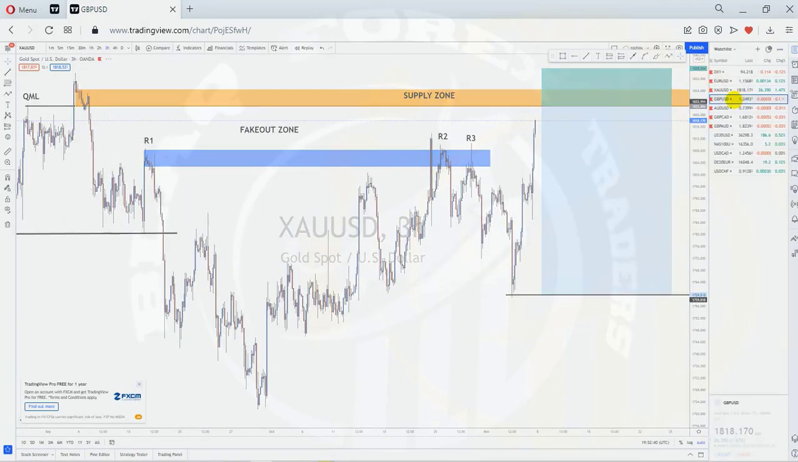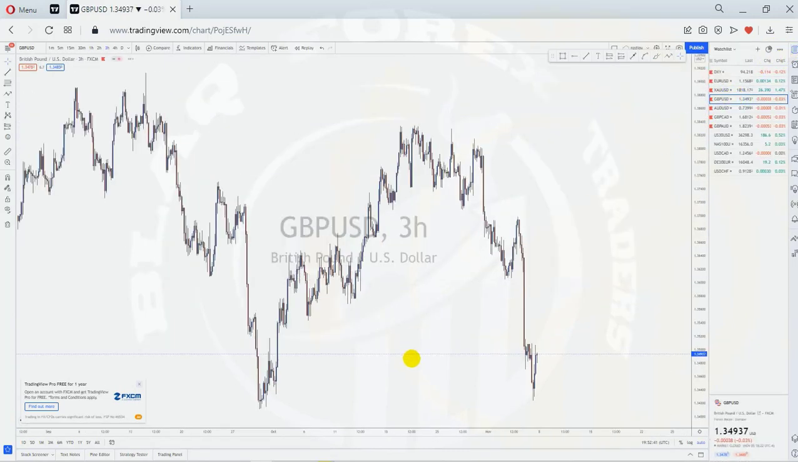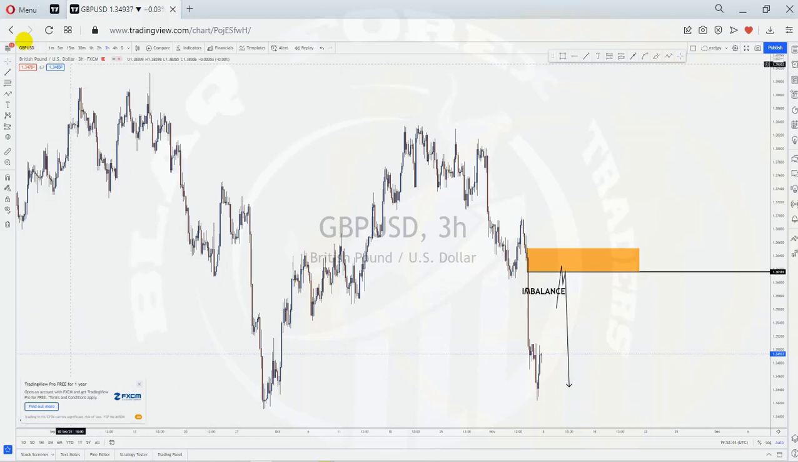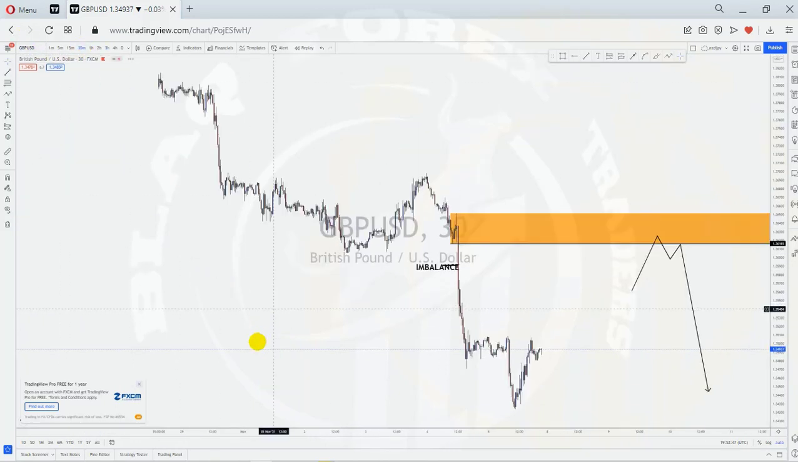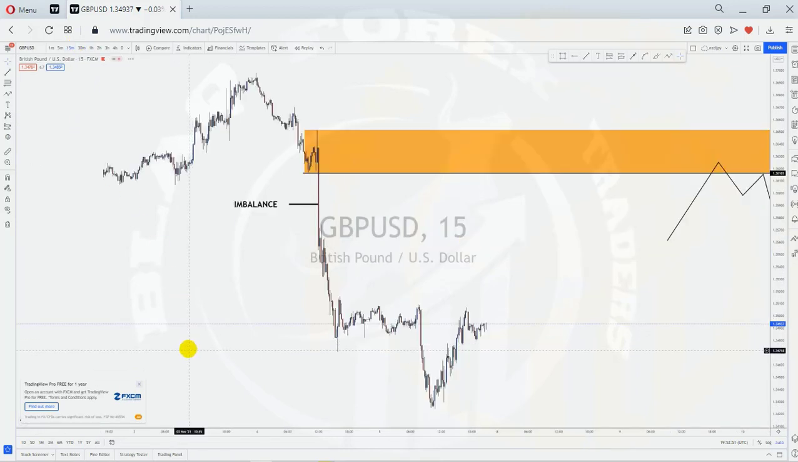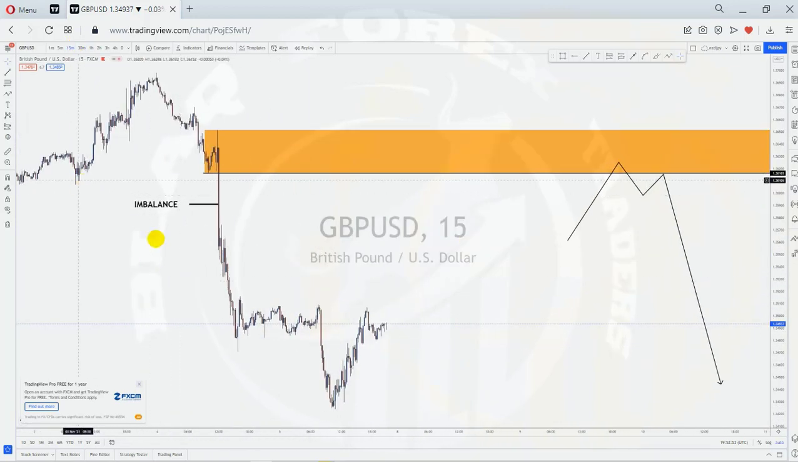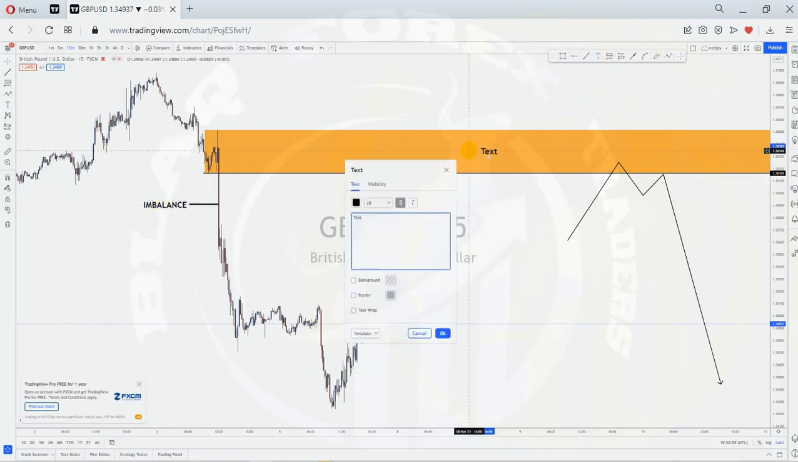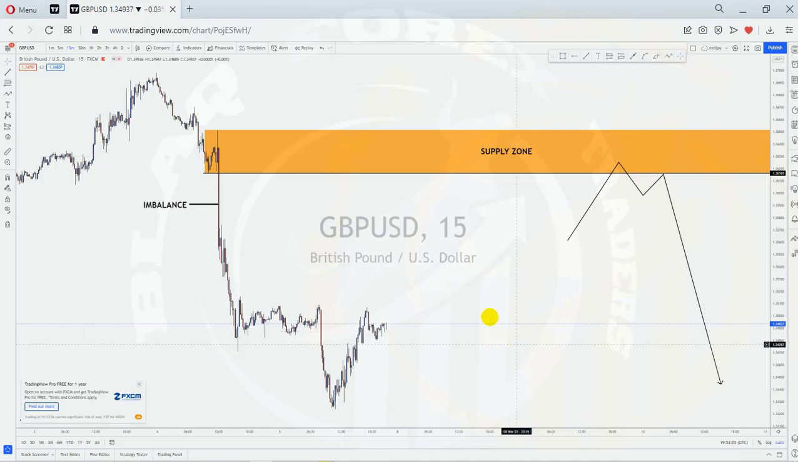So let's go to GBPUSD. GBPUSD, it was already analyzed. As you can see, we already have something like an imbalance here, which is a topic for another time, but I'll be focusing on this supply level here. This is where I'll be waiting for the market to reach, then I'll start to sell.